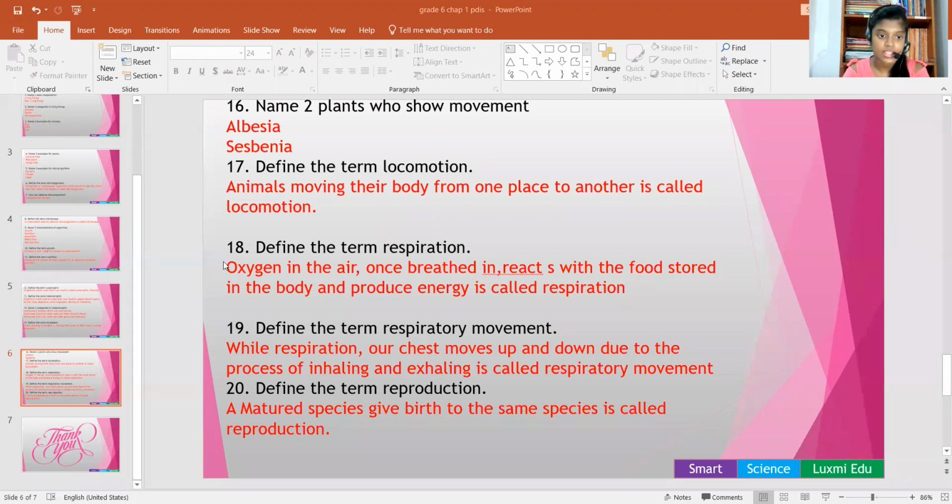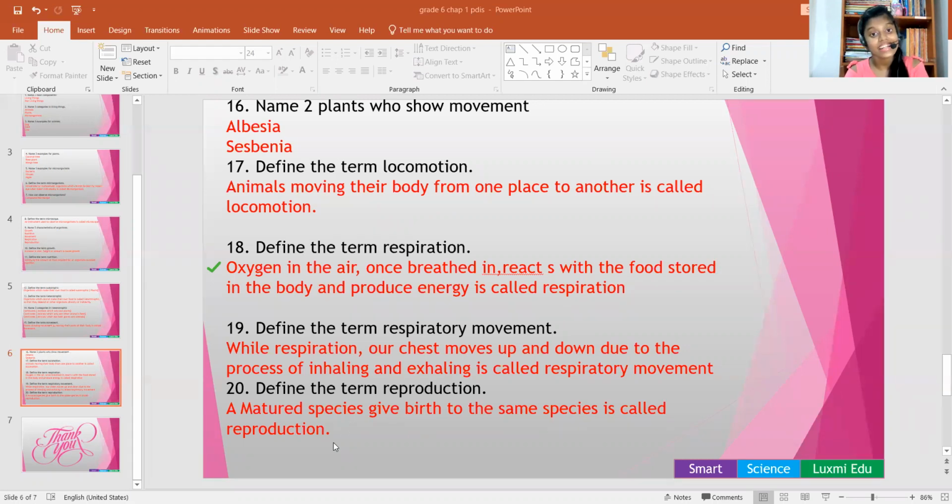Okay, this is important. To study this, it's really important. I have seen in all the papers there is a question called define the term respiration, so you better study the meaning of respiration. Then define the term respiratory movement. As I said before, when we inhale, our chest goes up. When we exhale, our chest goes down. So we should say, during respiration, our chest moves up and down due to the process of inhaling and exhaling. It's called respiratory movement.